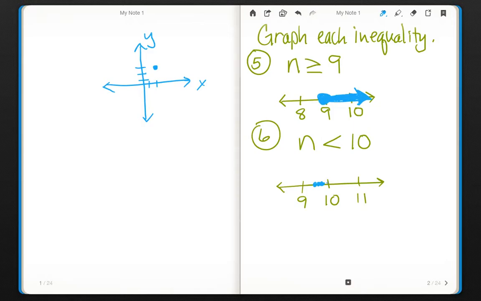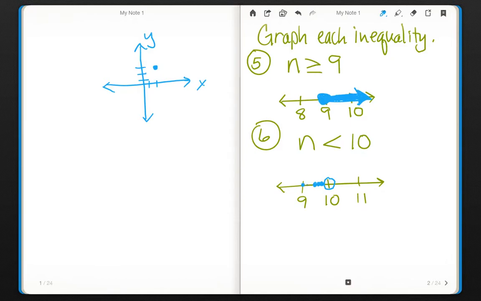So here's how we graph it. Instead of putting a dot on 10, because it can't equal 10, I'm going to put a circle. And the circle is like a hole. It's empty right there. It doesn't equal 10, so it's not shaded in. If we fill it in, then 10's allowed, but it's not. So I put a circle there because it's only less than. So it's all the numbers really close to 10, but it can't equal 10.